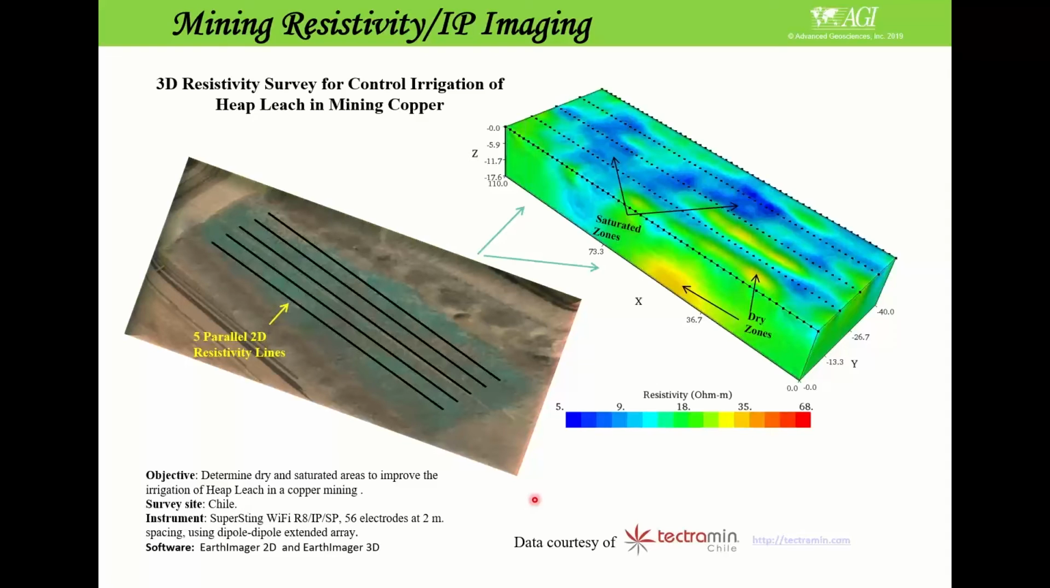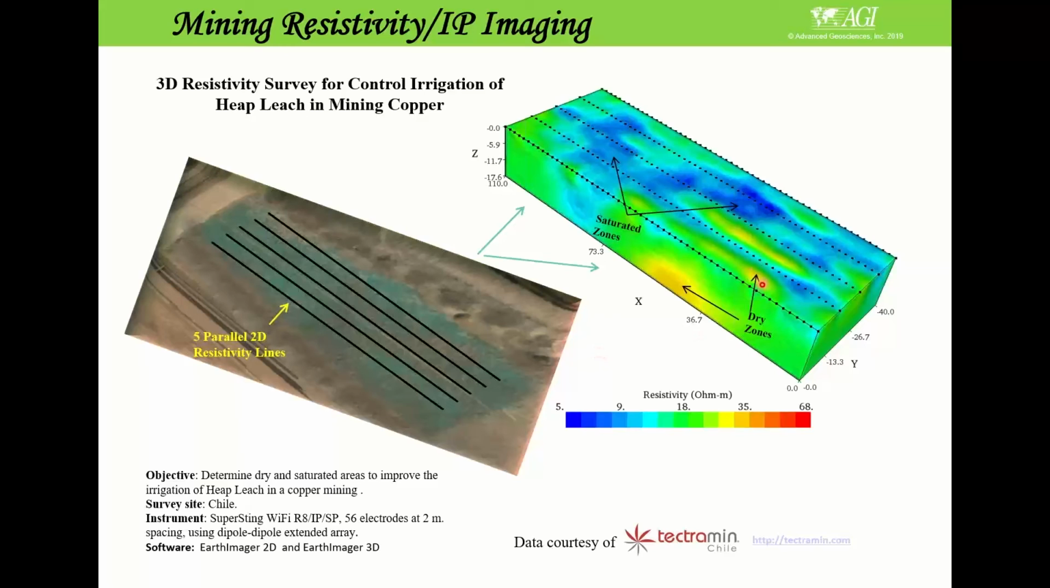Okay, this is another case, for controlling a heap leach copper mining. They did many parallel lines on that leach area, and they wanted to know where the irrigation is, and whether what they are doing affects the whole area or not. They did some resistivity survey on top of it, and found that the irrigation is showing where the saturated zone is, and also that some areas still didn't get any irrigation. So there are some dry zones in this leach study.